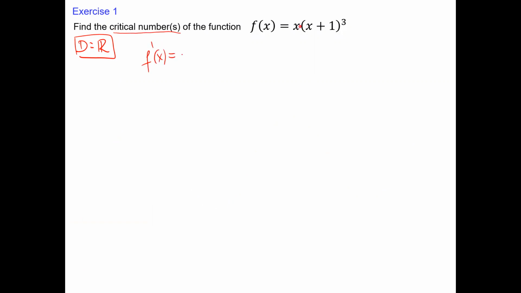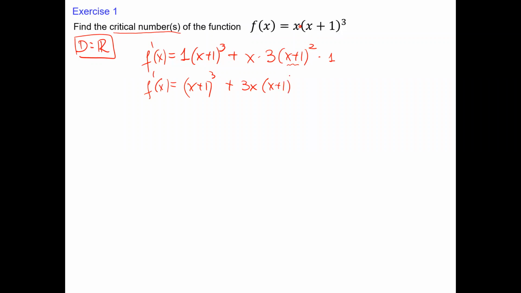Product rule. The derivative of x is 1 times the second function plus x times the derivative of the second function. The derivative of (x plus 1) cubed is 3 times (x plus 1) squared and times the derivative of the inner function, which is 1. Okay, we have (x plus 1) cubed plus 3x times (x plus 1) squared.